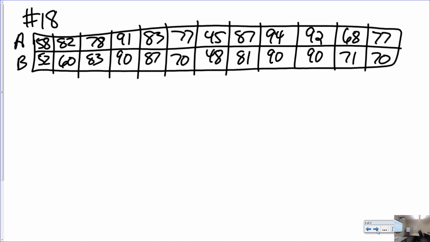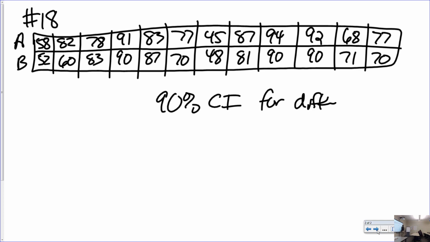Some upper level biology class, supposedly. All right, so we want to create a 90% CI for the difference between instructors.